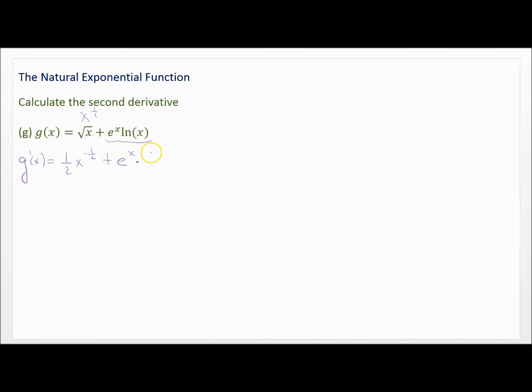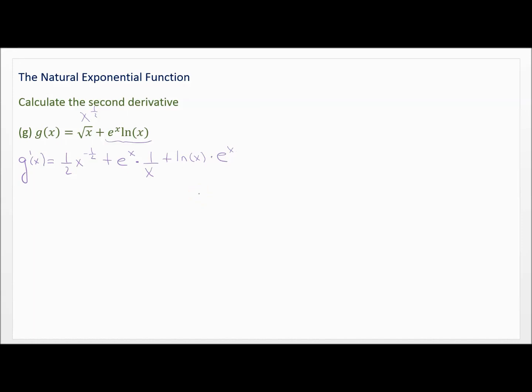The derivative of natural log of x, remember, is 1 over x, plus the second, which is natural log of x, times the derivative of the first, which is awesome. The derivative of e to the x is just e to the x. Isn't that great? Now your next step, maybe you want to simplify this as much as you possibly can.